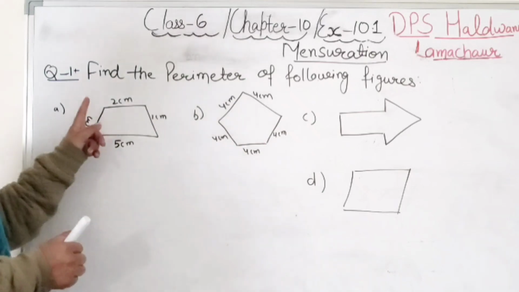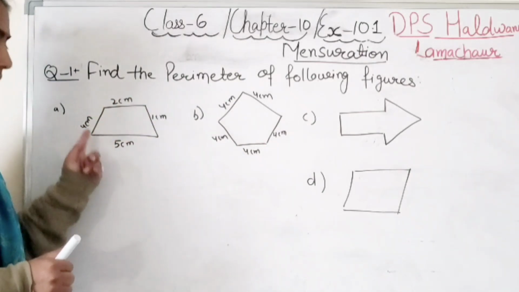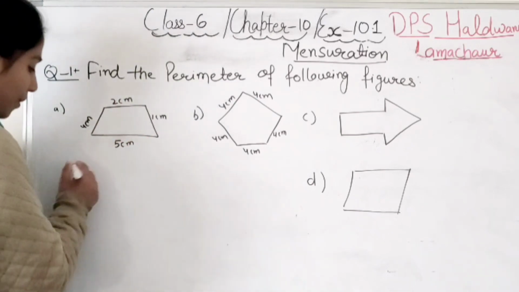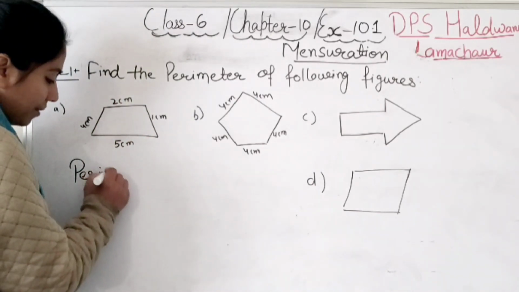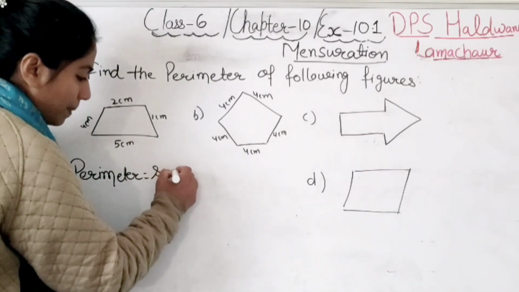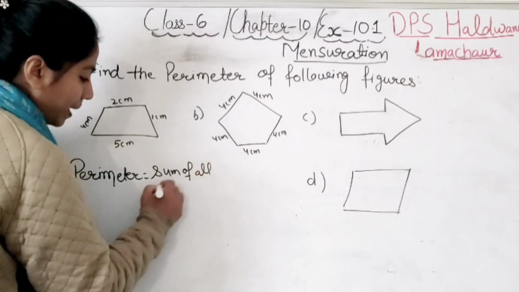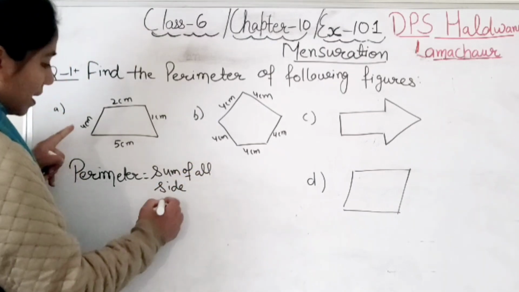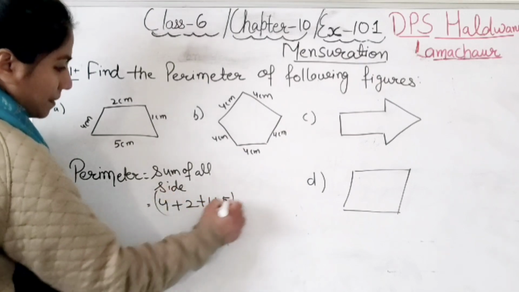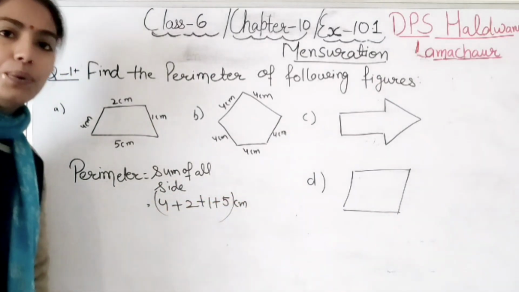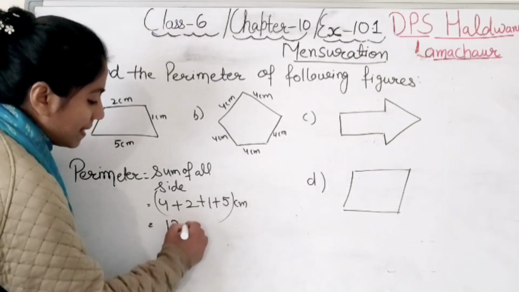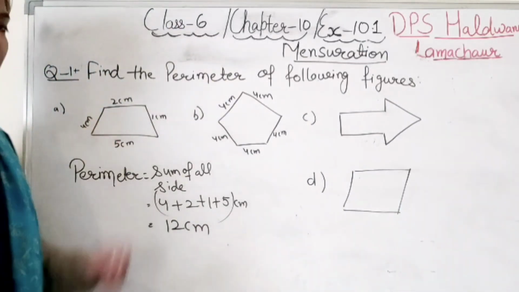Yes, the very first figure, see, it is a trapezium type quadrilateral. 4 sides are there, right? But all sides are different. It means to find out the perimeter, all sides are different, so you will add all the sides separately. Sum of all sides means 4 plus 2 plus 1 plus 5 centimeter. Either you can write the unit once only at the last, right? 5, 4, 9, 10, 11, 12. So 12 centimeter is the perimeter of this figure.